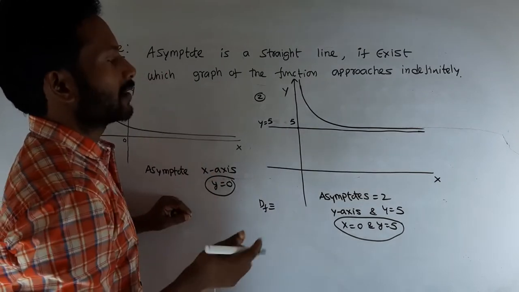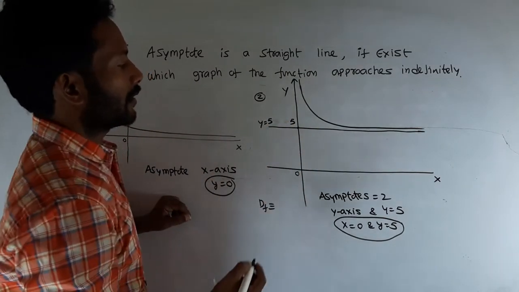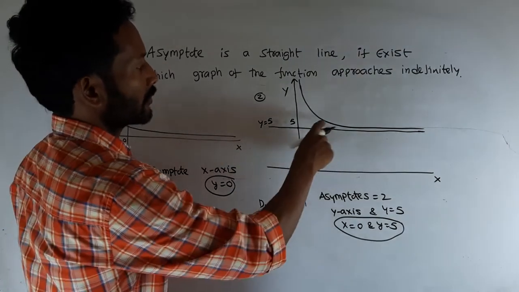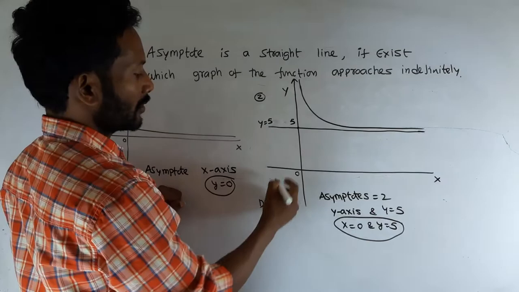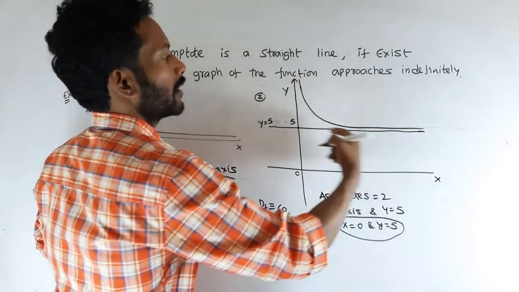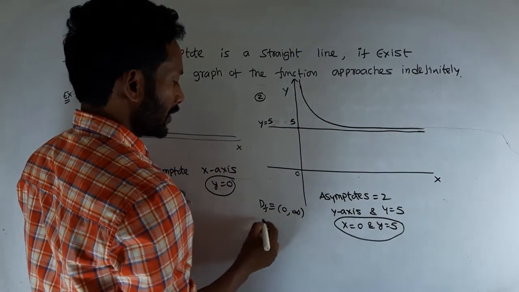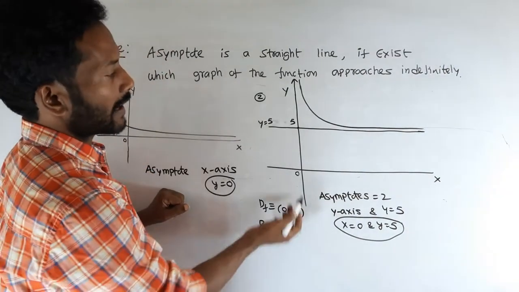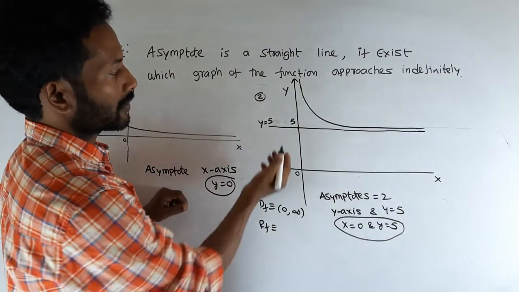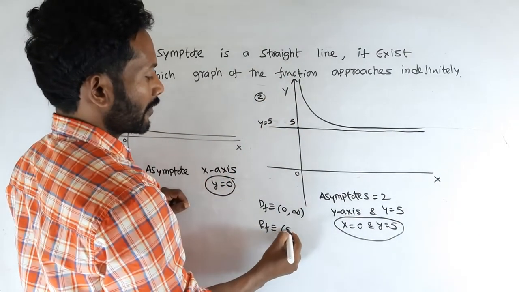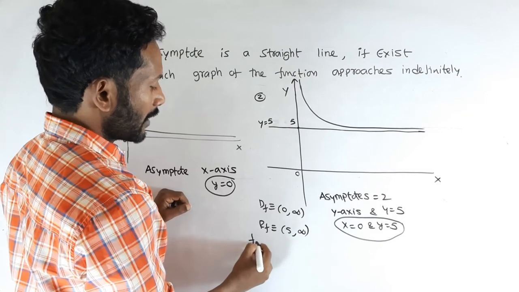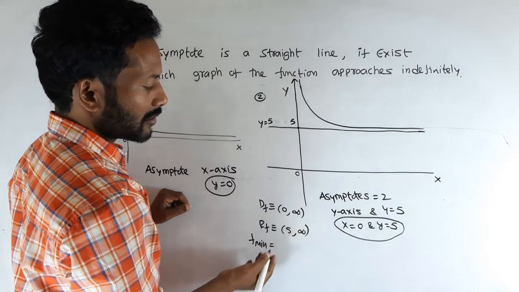What is the domain of this graph? Domain is the portion of x-axis which is covered by the graph. This one approaches 0, so open interval 0 to infinity. What is the range of this one? Range is the portion of y-axis which is covered by the graph. So open interval 5 to infinity. So f minimum does not exist.